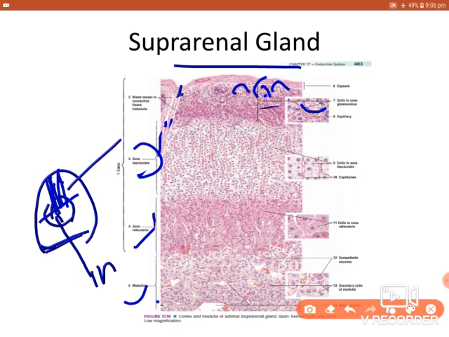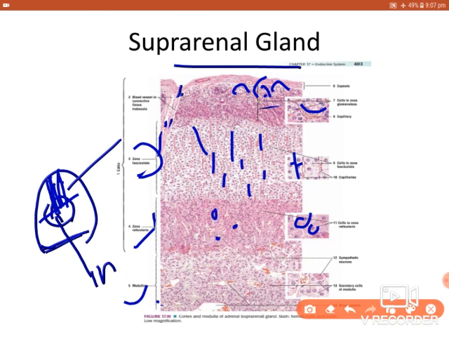Then in the fasciculata here, the cells are arranged in vertical columns. See here, these are the vertical columns like this. This is the enlarged view. You can see these vertical columns, and in between the cells you can see these straight capillaries. Okay, in this zona reticularis, the cells are also arranged in cords or clumps. See here, these are the cords or clumps.